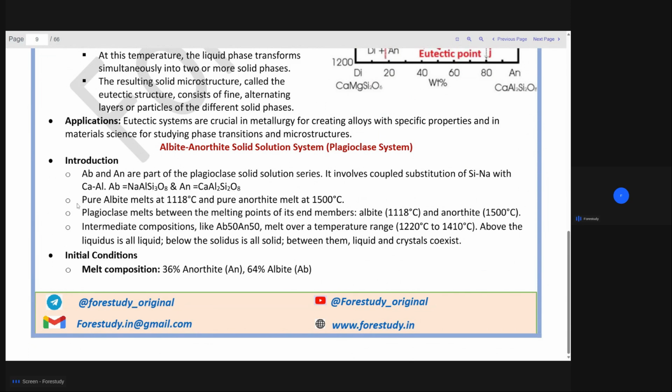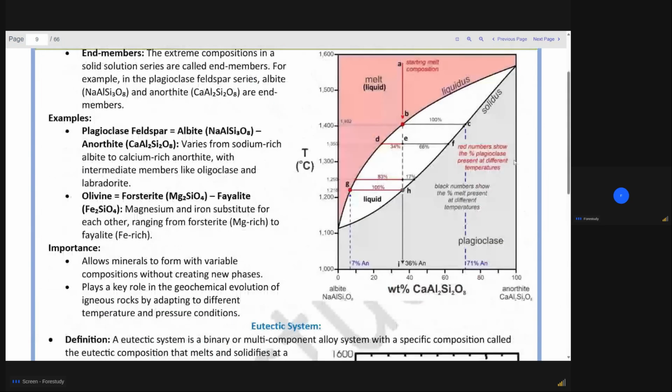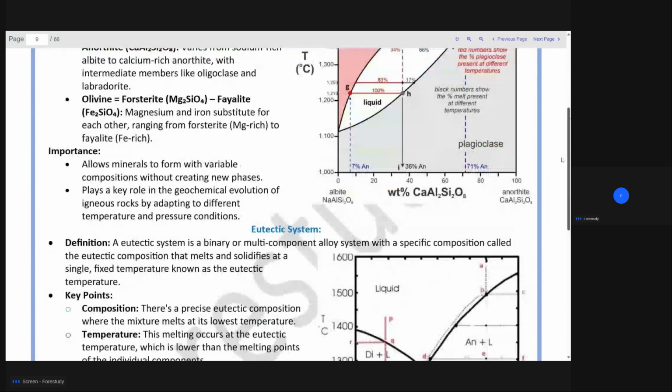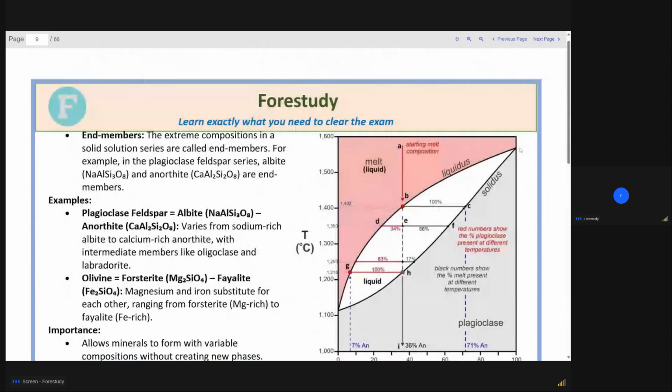Okay, so pure Albite melts at 1118 degrees Celsius and pure Anorthite melts at 1500 degrees Celsius. Remember, pure anorthite at this composition will melt at this temperature, and pure albite will melt at this temperature, 1118, and 1500 degrees Celsius.